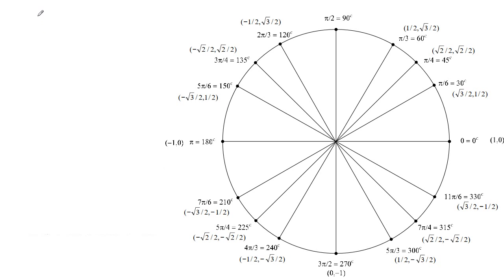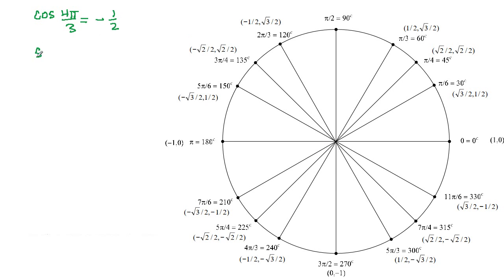And let's see here. So for 4 pi over 3, the coordinates here are negative 1/2 and negative root 3 over 2. So cosine of 4 pi over 3 is going to be equal to the x-coordinate of 4 pi over 3 on the unit circle. And that is this angle here, 4 pi over 3. And so that is negative 1/2.